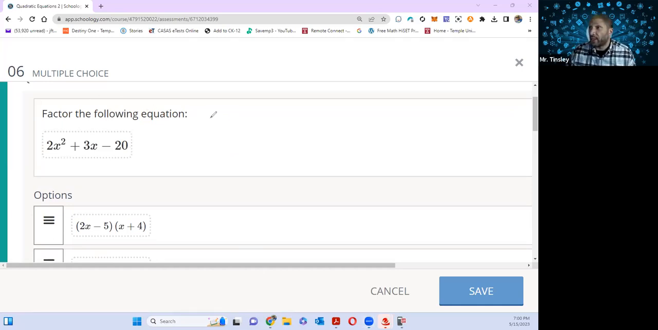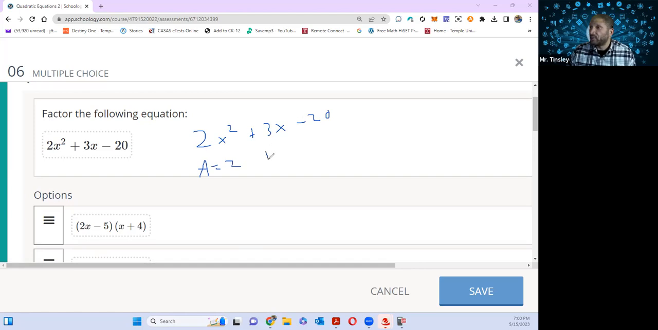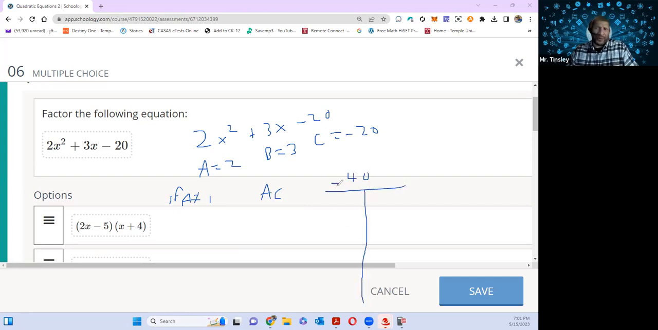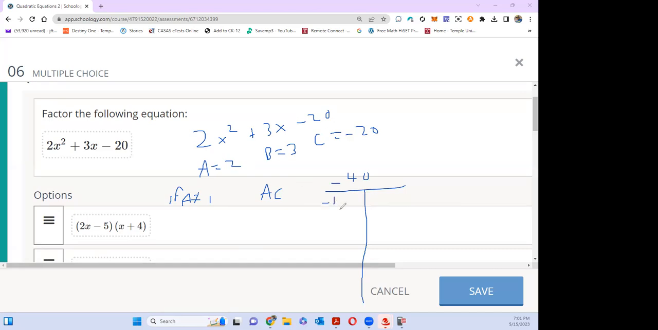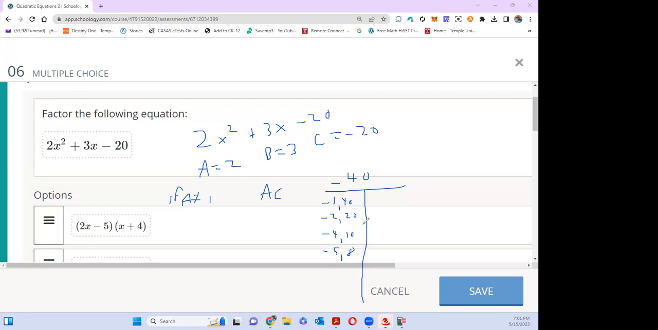They wanted you to say, okay, 2x squared plus 3x minus 20. My A is 2, my B is 3, my C is negative 20. Since A is not equal to 1, I have to factor A times C. A times C is minus 40. The factor pairs of minus 40 are going to take you all day. But I'm going to do 40, 20, 10, 8, 5. So those are your factor pairs.